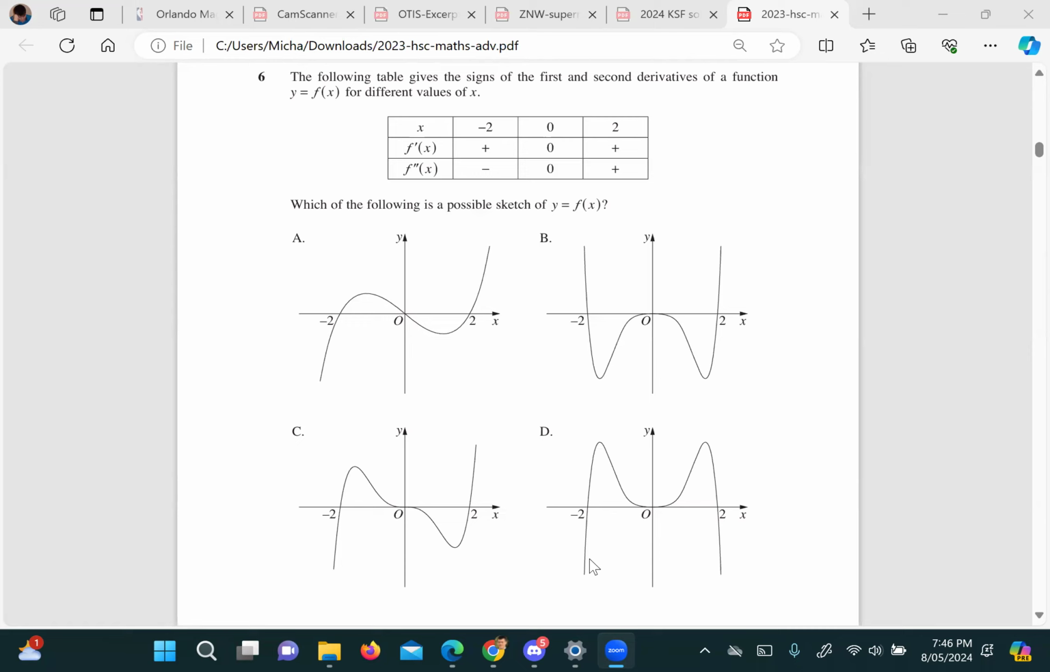The following table gives the signs of the first and second derivatives of a function. Which of the following is a possible sketch of y equals f of x? First impressions: easy, hard, medium?